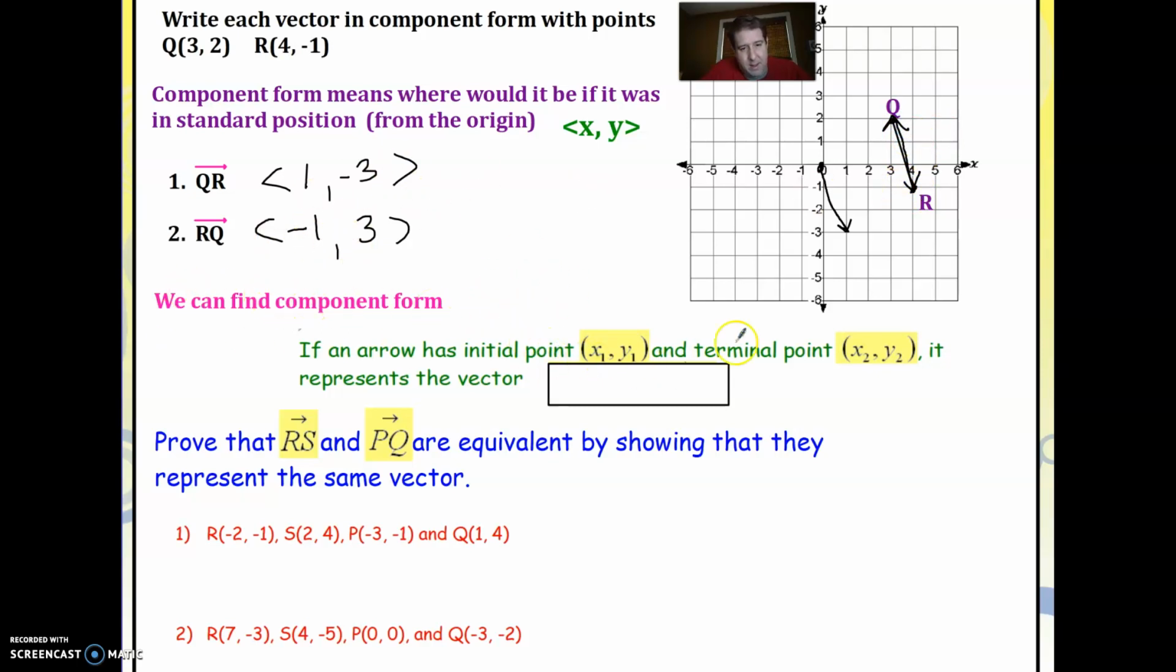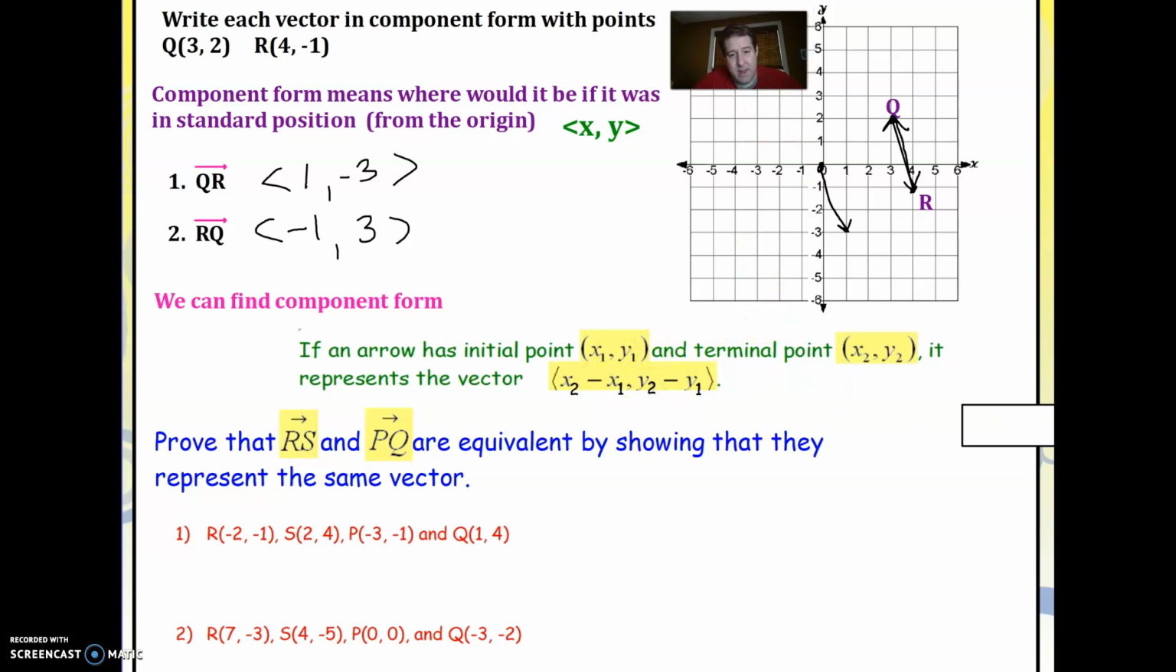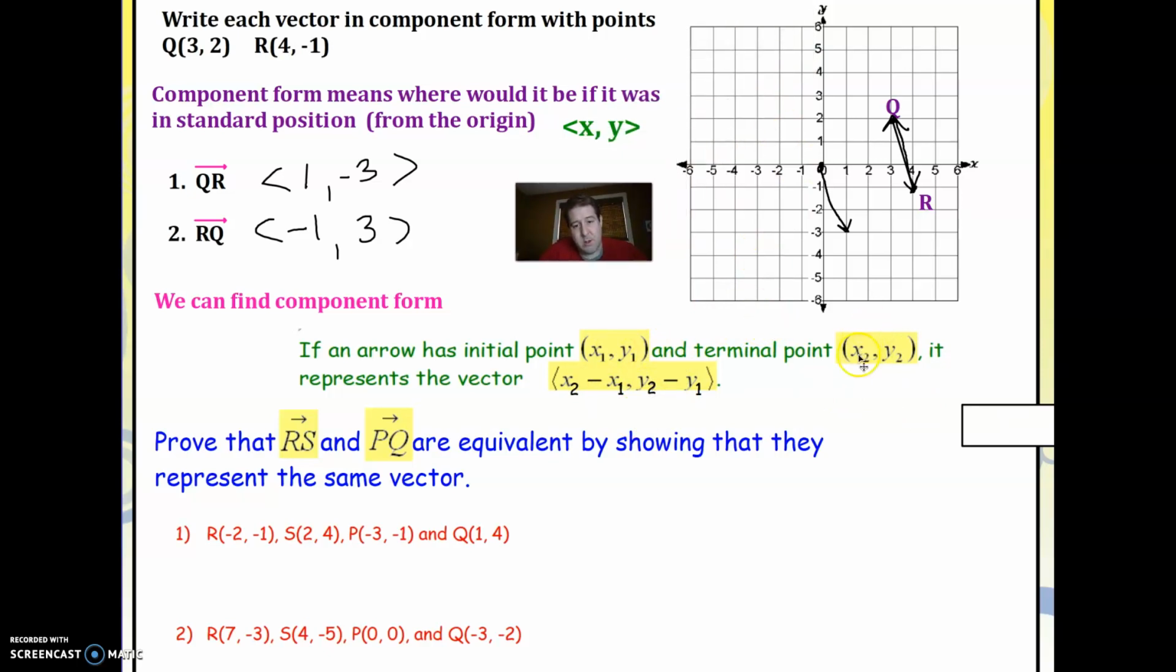We can find a component form. If an arrow has an initial point x1, y1, and a terminal point of x2, y2, it is represented by this vector. You will notice that this is basically the exact same as the slope formula: x sub 2 minus x sub 1 and y sub 2 minus y sub 1. That's really all you're doing, because we're finding the slope. And you'll notice I even counted the slopes, because that's really all it is in component form. It's basically just the slope. It's the direction that it's going.